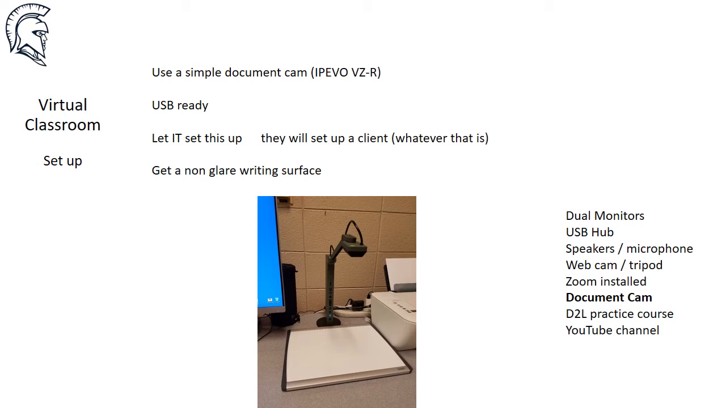For displaying on the whiteboard, I use a simple document camera. It's an IPEVO VZR. It is USB ready. I know you can install hardware by yourself. I asked IT to install and set this up. Not only did it get it right the first time, but he also set up a client for me. Whatever a client is, I don't know, but it works right every time I click it. I suggest you get a non-glare writing surface. I have my whiteboard positioned so it does not glare the overhead light.